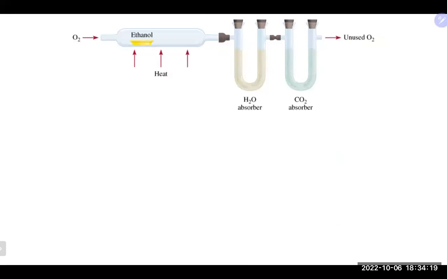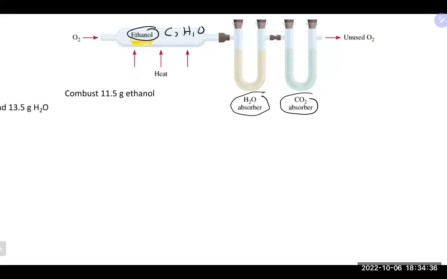We have some ethanol, and ethanol is our organic compound here. It contains carbon, hydrogen, and oxygen. We have our water absorber here, our carbon dioxide absorber here, and we're feeding some oxygen into this reaction. If we did this reaction and started with 11.5 grams of ethanol, and we were able to collect 22 grams of CO2 and 13.5 grams of water, we want to know what the empirical formula of ethanol is.